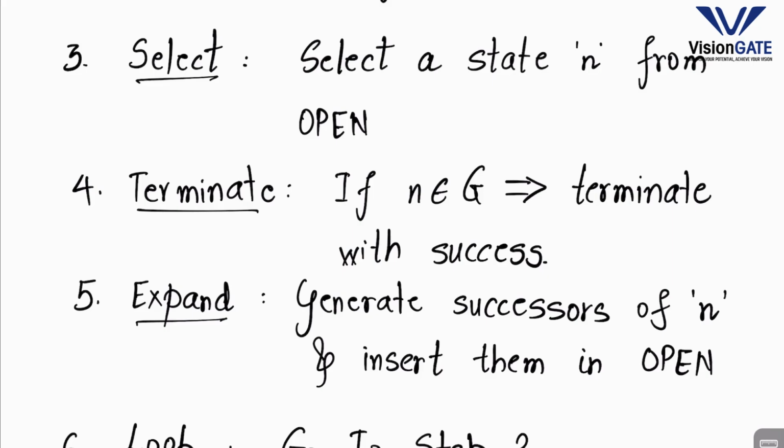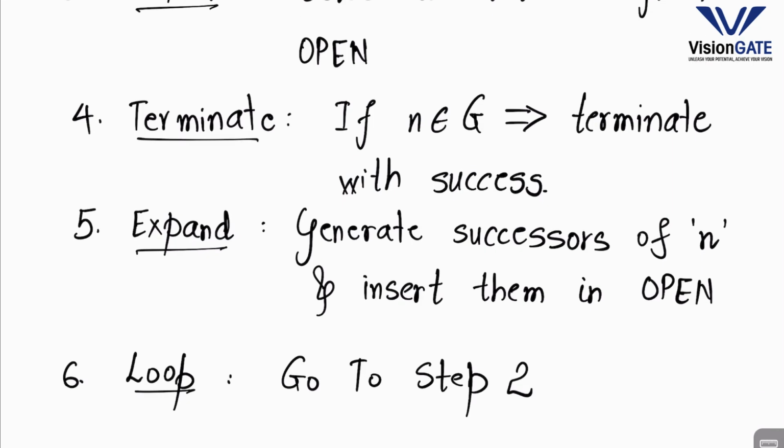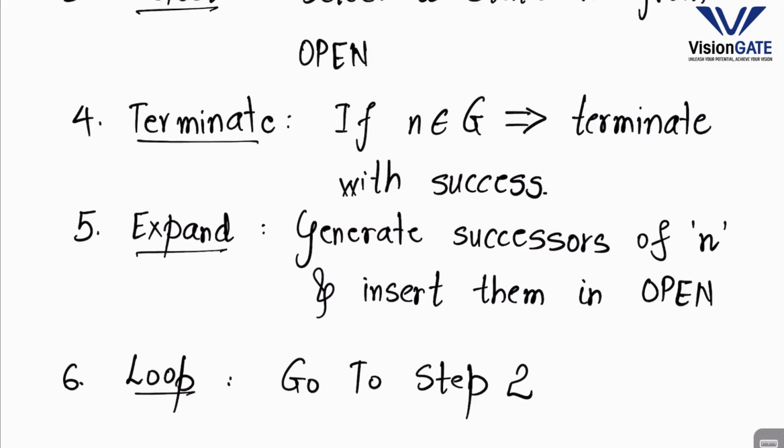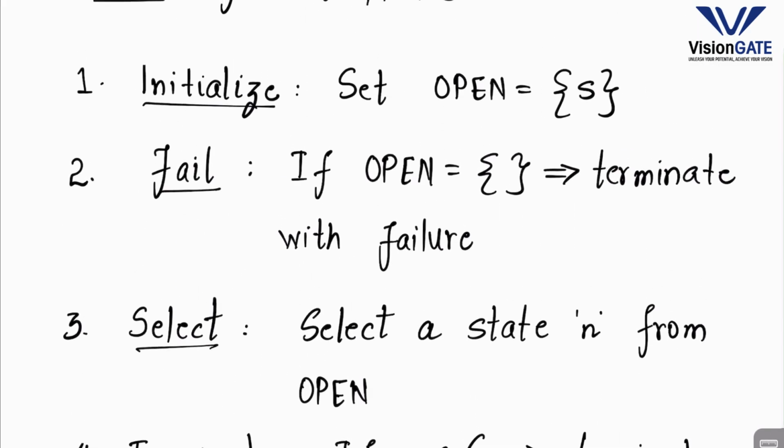But in the case that it is not a goal node, we will have to expand and generate its successors so that eventually we may reach a goal node. So the expansion step consists of generating the successors of n and inserting them in the open list. Generating successors simply means applying all the valid moves on the current state n. After generating the successors of n, we can simply go to step 2, which is again checking for the open list.